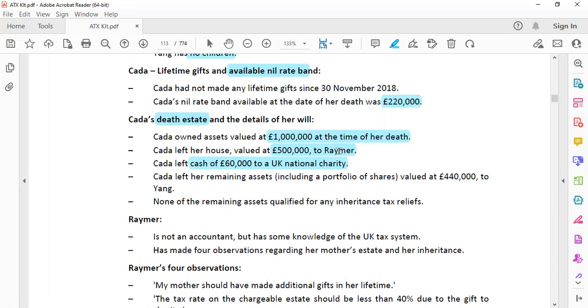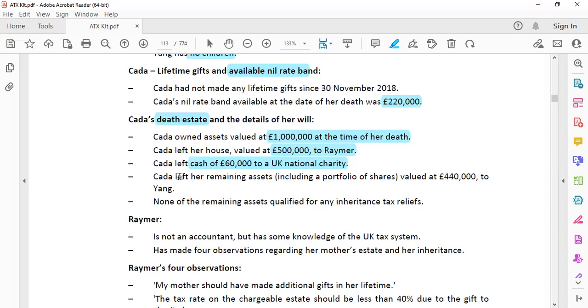And there is one rule that if you give money to charity, there might be a possibility that your rate of taxation might go down from 40 to 36%. So we have to see this as well in this question, and whether we are able to get this 36% or not. And if not, then you can do some variation in the will and transfer some more amount into the national charity. That will increase the chances that your rate will be reduced to 36%.